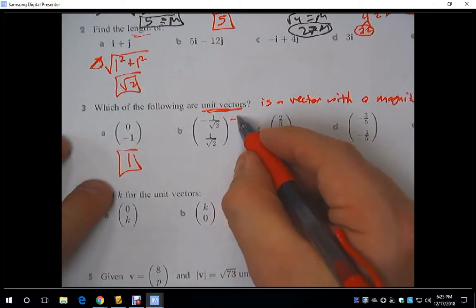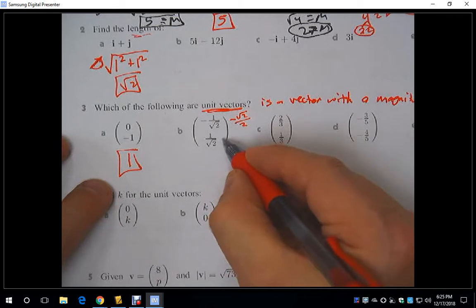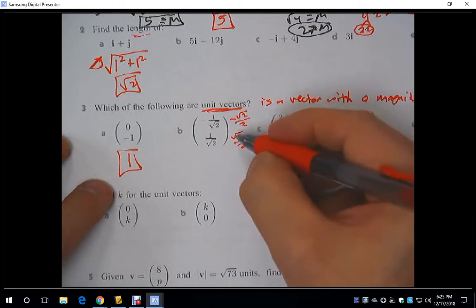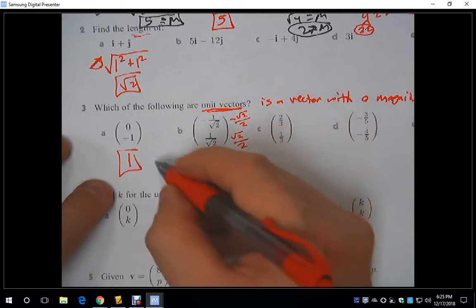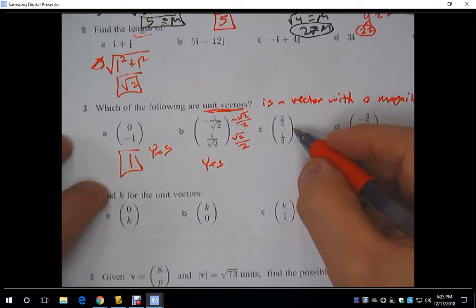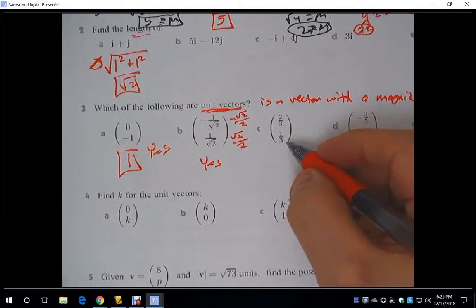Becomes the same thing as the square root of 2 over 2, if you recall. So we have the square root of 2 over 2. From our unit circle, we should remember that this is also a unit vector. So this one is yes, this one is yes. By inspection, I am not sure.